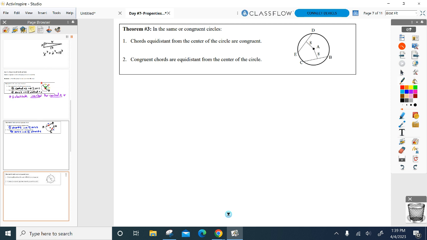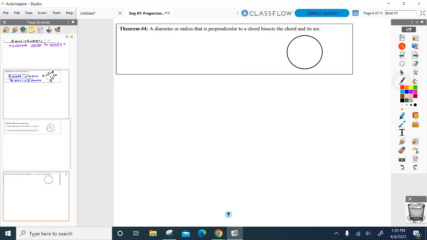Yes, and then here you go. The final one today is probably the one we'll use the most. Draw me a diameter. Draw a diameter in there.